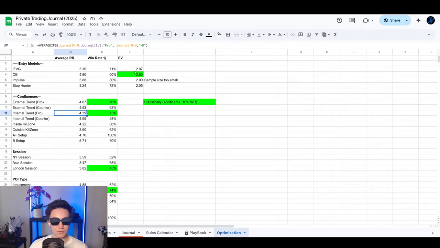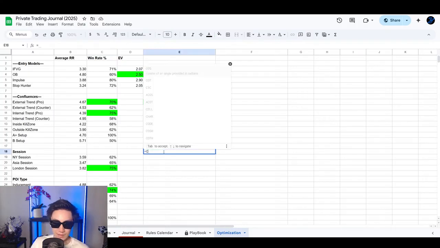so for example, I'm just thinking of a way to best do this. If you want to combine your results, so let's say you want to filter where you want to say, I want to see the expected value of taking only OB entry models with only external trend and only internal trend pro and only in none session and only off flips. You can filter that. This will probably be a very long equation here.